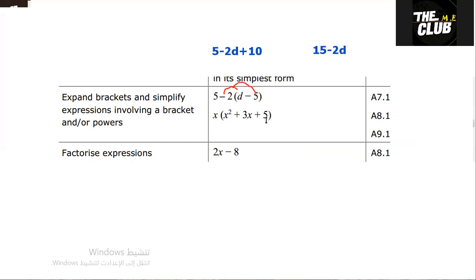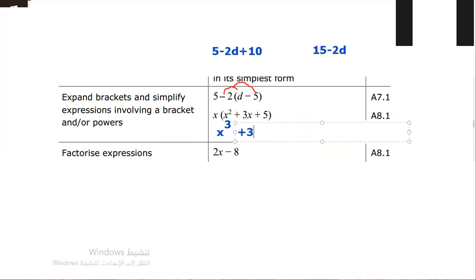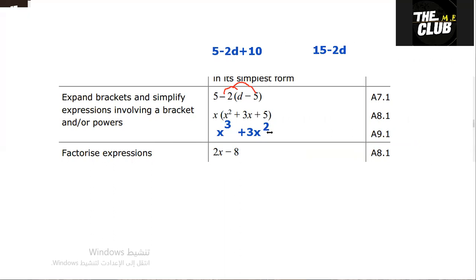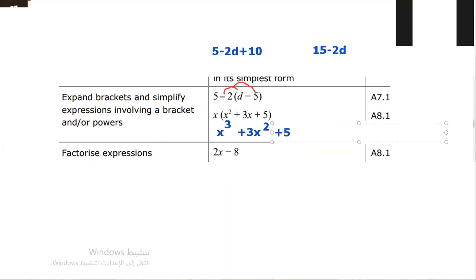This is simplifying, same idea. We multiply and add the powers. Listen, do you get x power 3? Yes, it's going to be x power 3, because when we multiply we add the powers. And the next one is plus 3x squared, then plus 5x. Okay, stop.